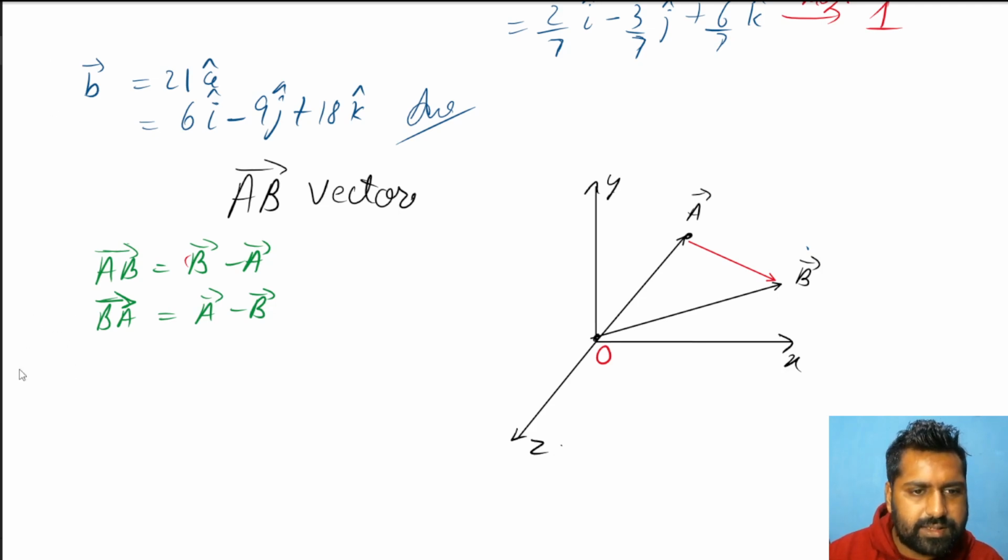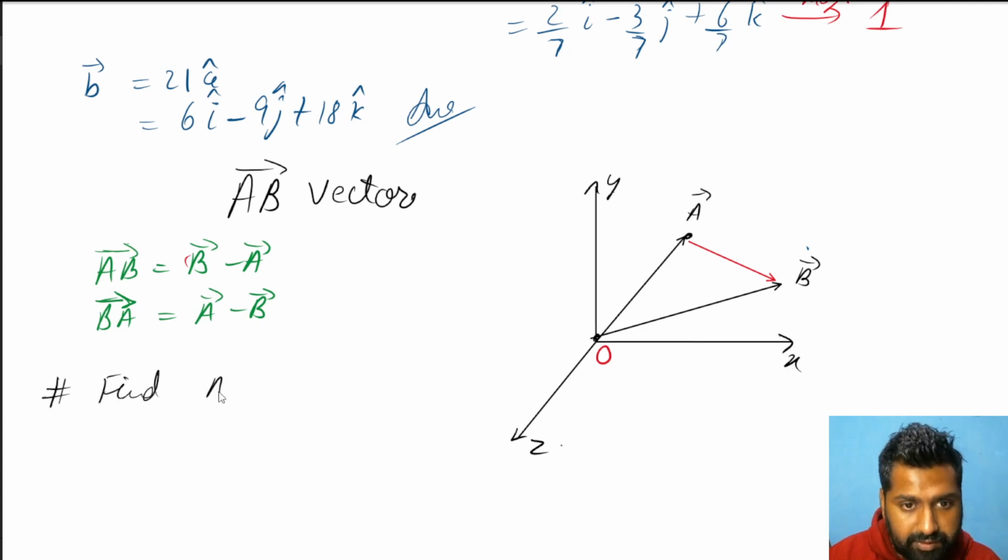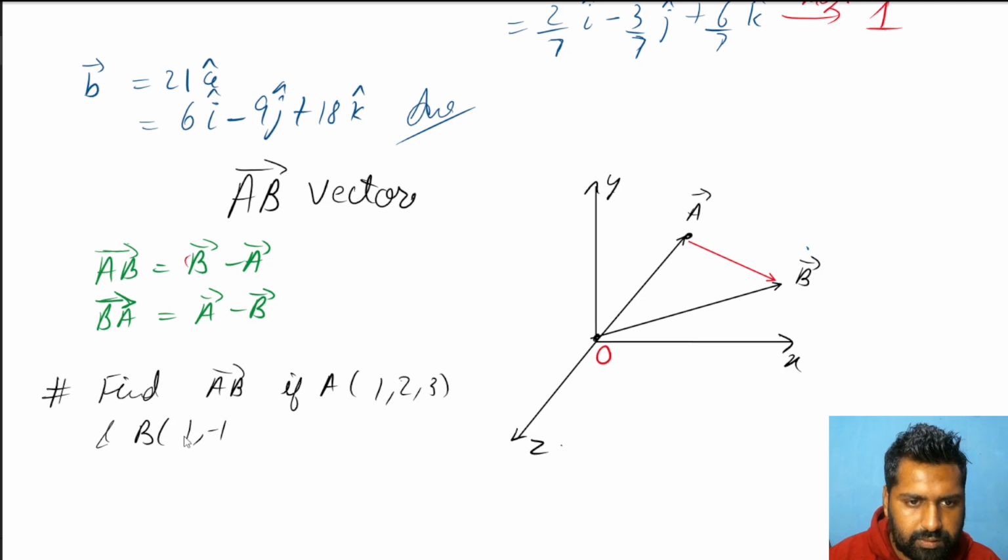Let's understand this with the help of an example. It's in 2D, but still the idea follows. Find the AB vector if A is (1, 2, 3), and B is (1, -1, 2).